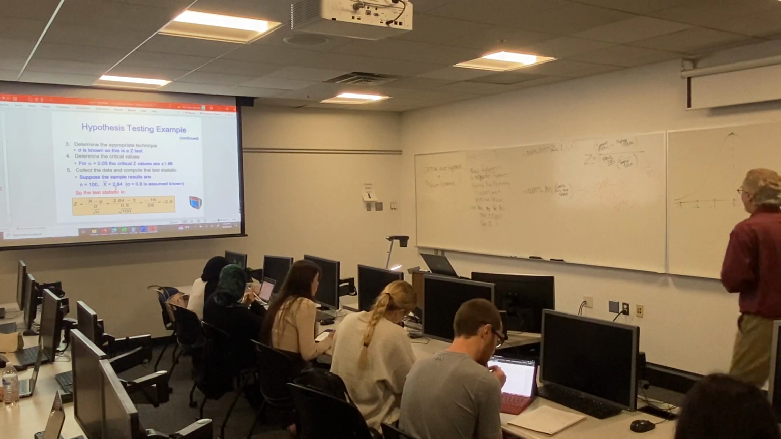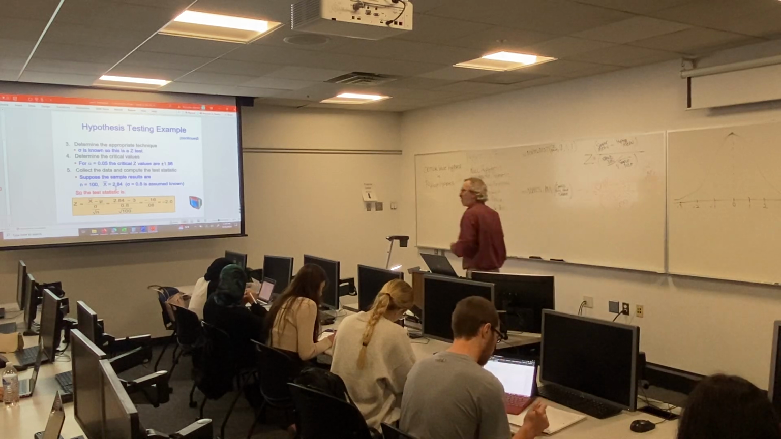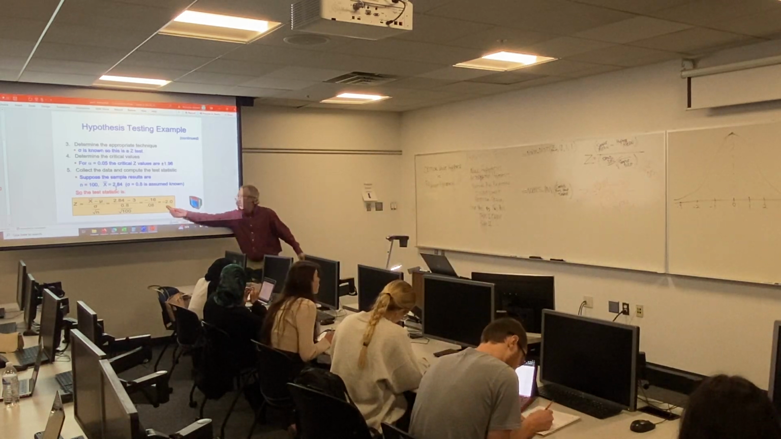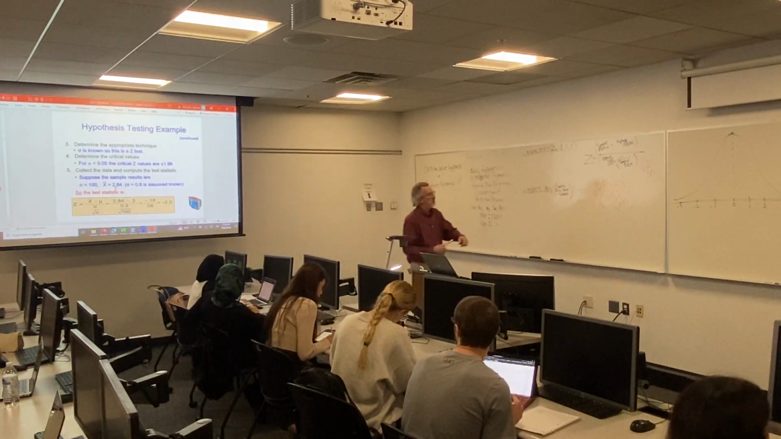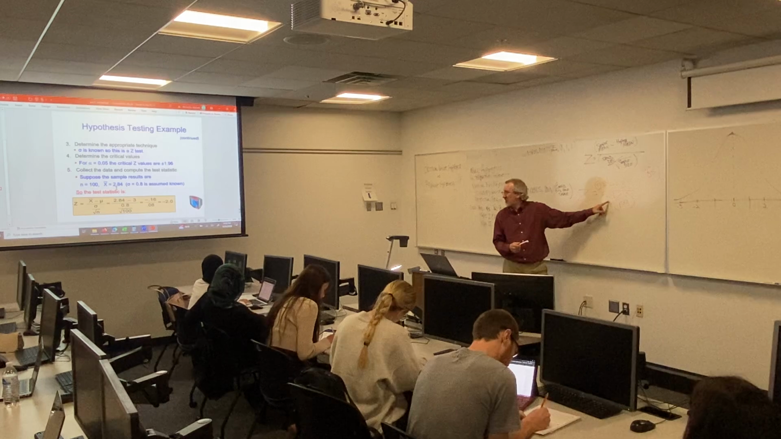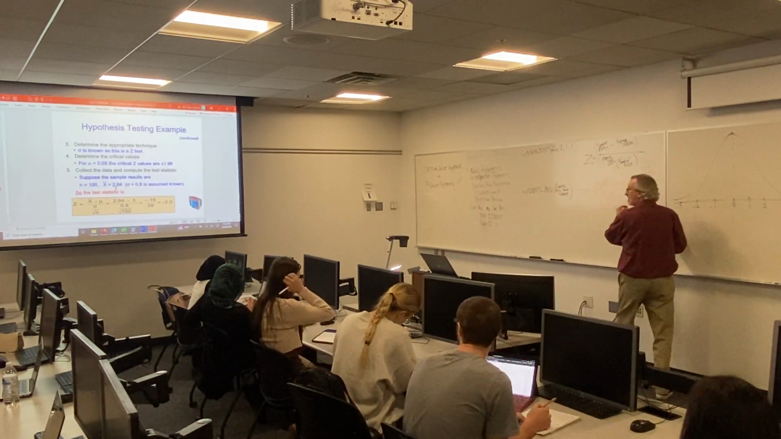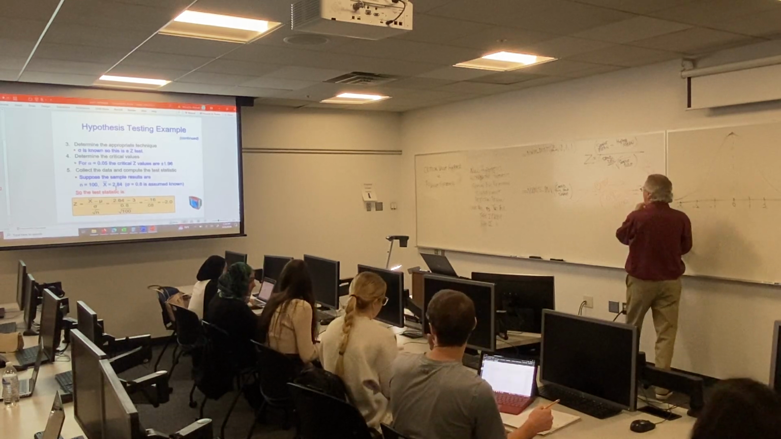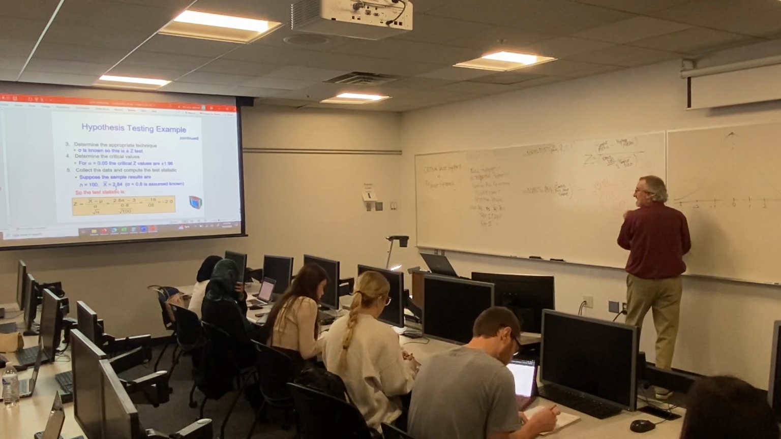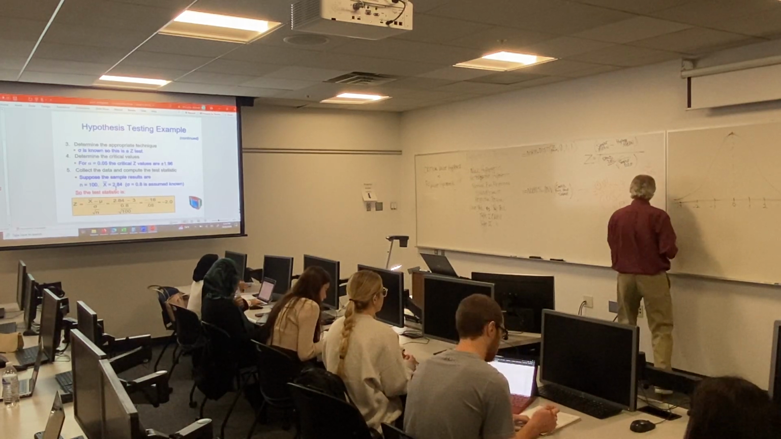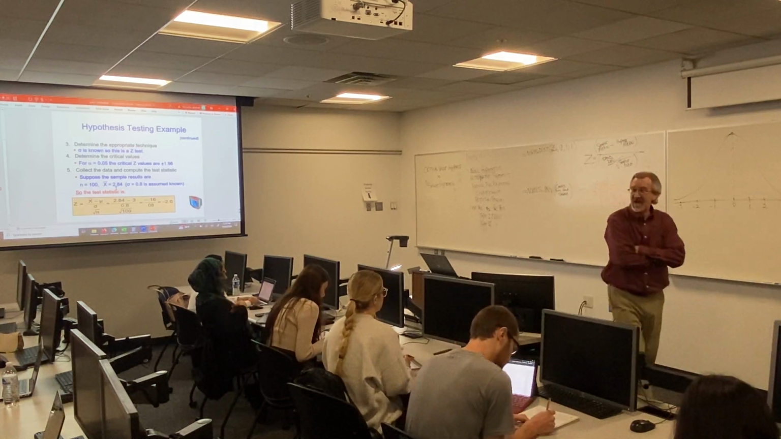All right, let me put parentheses around this. So now we take 2.84 minus 3, gives us a negative 0.16. We divide by, you ready? Square root of 100 is 10. 10 into 0.8 is 0.08. So now we end up with negative 0.16 divided by 0.08. And this ends up being negative 2.0 on the nose. Wow. That's our Z.